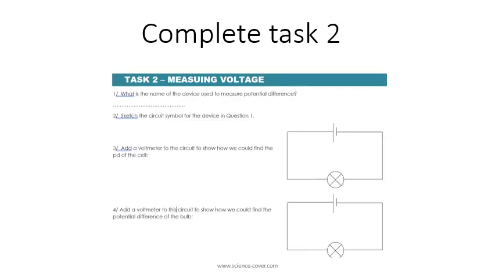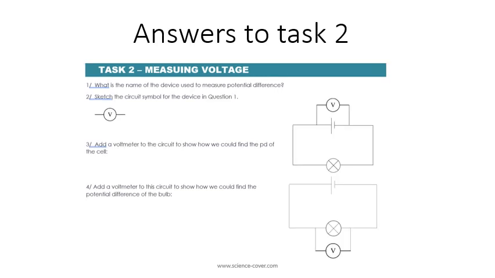Now pause the video and complete task 2. Let's check our answers to task 2. What is the name of the device used to measure the potential difference? A voltmeter. Sketch the circuit symbol for a voltmeter. It should be a circle with a V inside it.